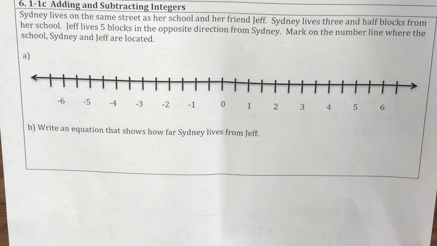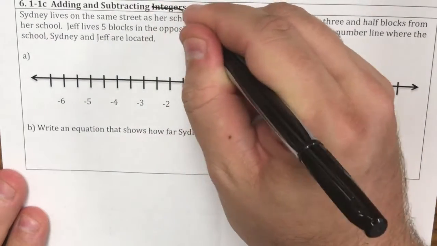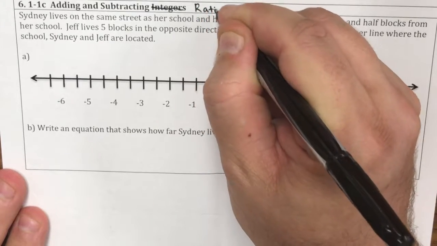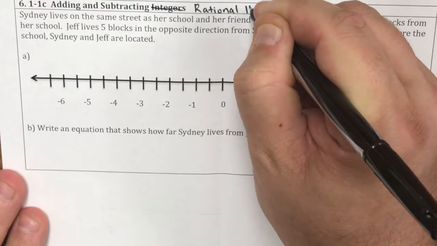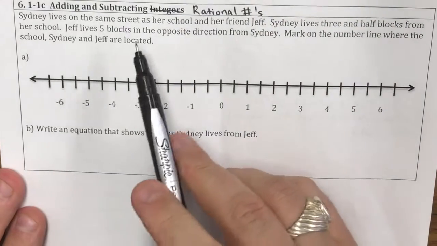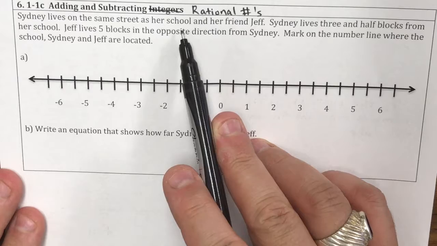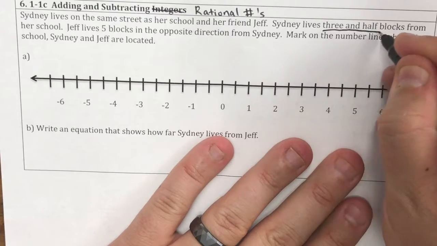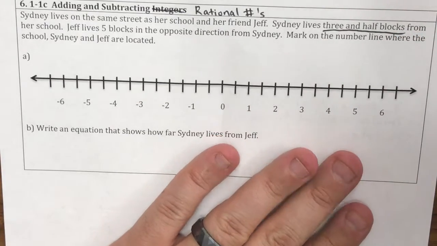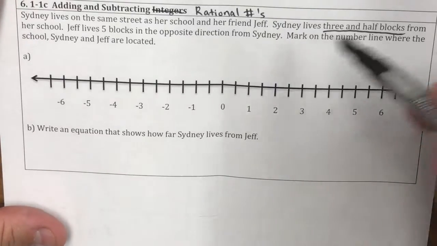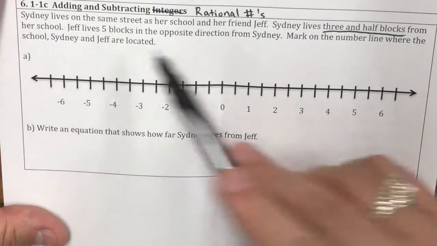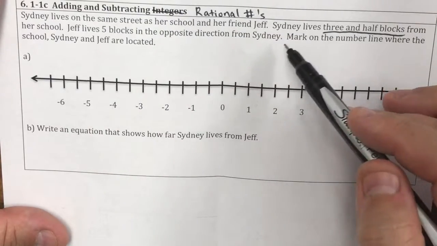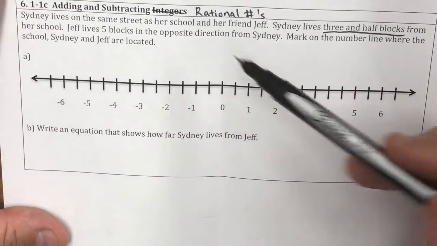Number 6, 1-1C, adding and subtracting integers. And this problem isn't about integers, it's about rational numbers. How do I know? Well, Sydney lives on the same street as her school and her friend Jeff. Sydney lives 3.5 blocks, and it's that half block that makes it a rational number instead of an integer because it's not whole. From her school. Jeff lives 5 blocks in the opposite direction from Sydney. Mark on the number line where the school, Sydney, and Jeff are located.